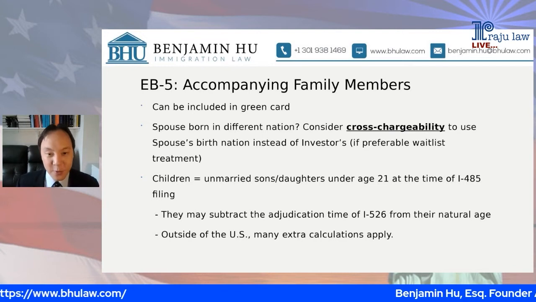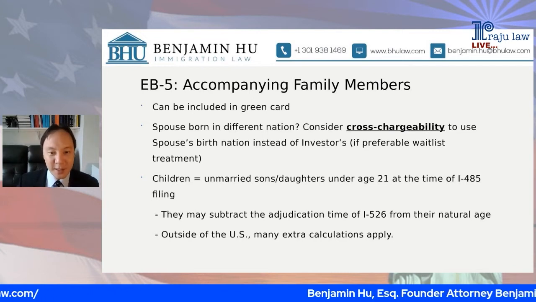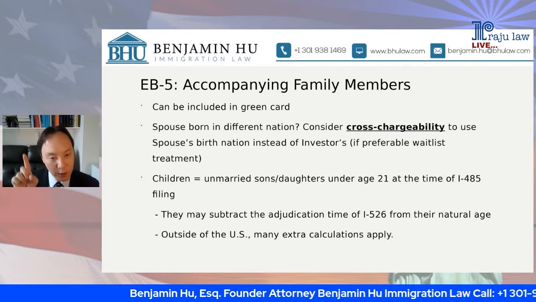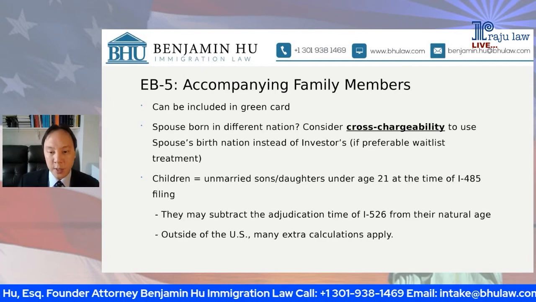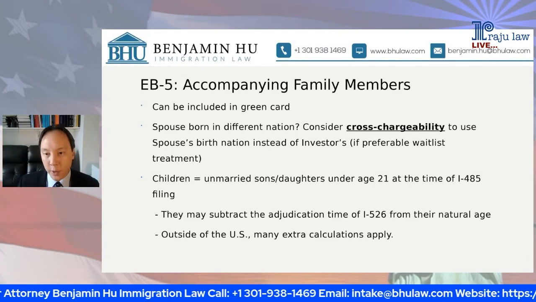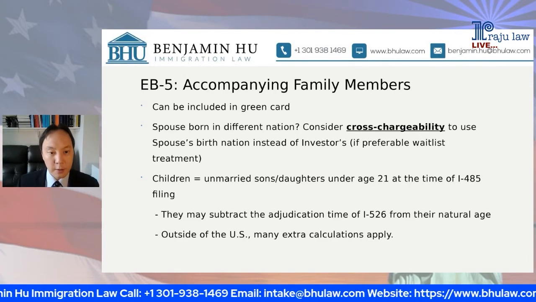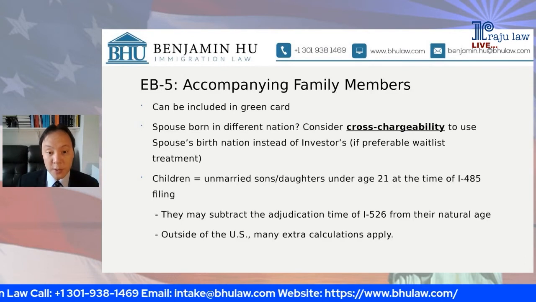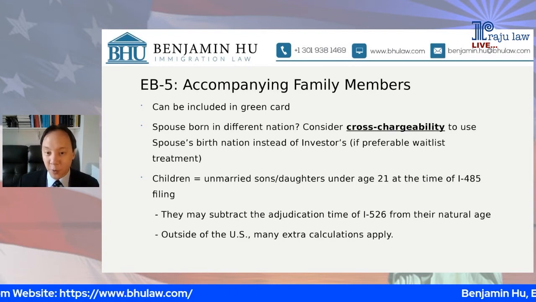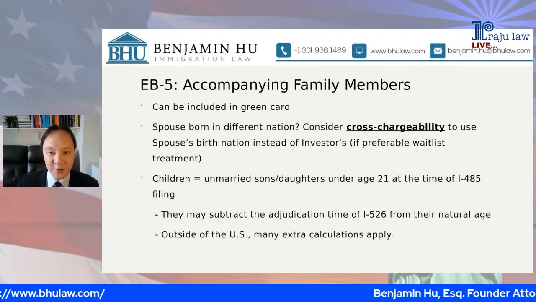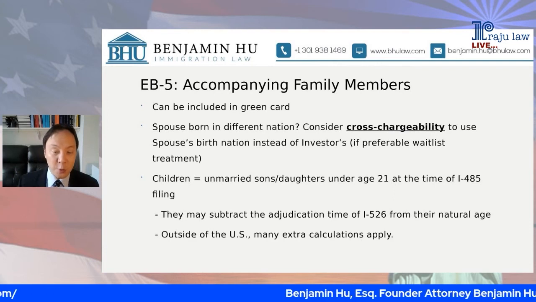Accompanying family members. This is important. They can be included in the green card. You can include a spouse of any age, only one. And you can also include children who are unmarried under the age of 21 at the time of 485 filing. Note also that if your spouse is born in a different nation, you might want to consider which nation they're born in and which nation you are born in, because if one spouse has a wait list for their nation, they may use, in certain circumstances, the nation of the other spouse.